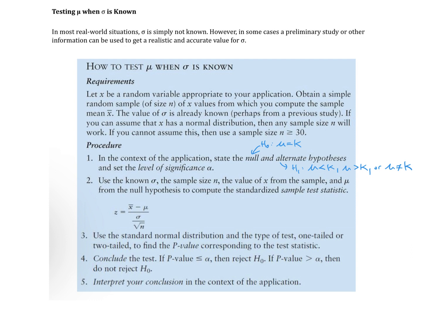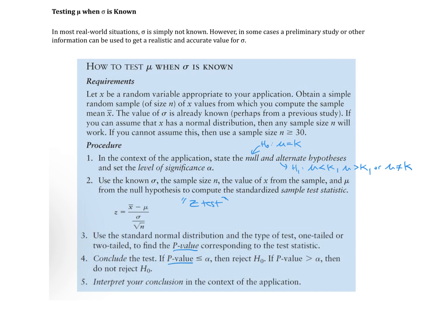Then you're going to use all your values, and in the TI Inspire, you're going to find z-test, and you're going to plug in your values. It's not really necessary to use that formula because the calculator is going to do the work for you. And then the calculator also gives you the p-value, and then basically you just need to conclude the test.